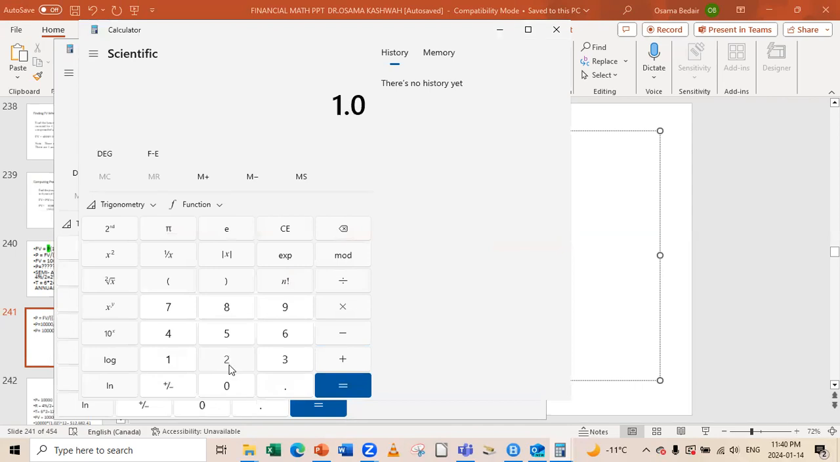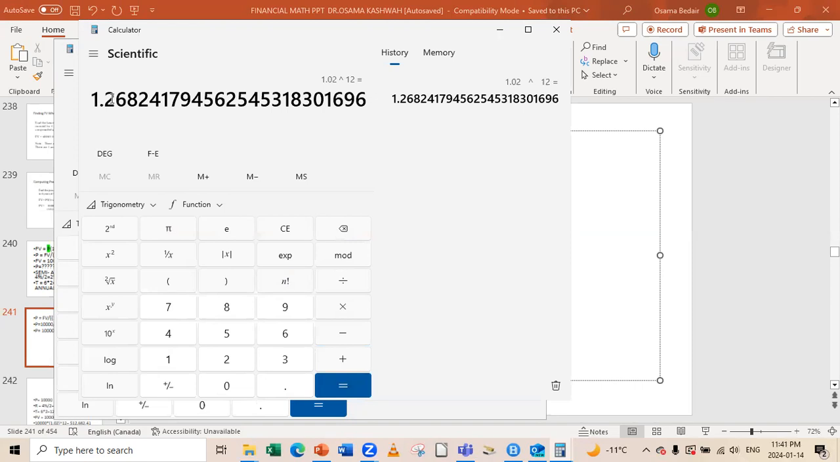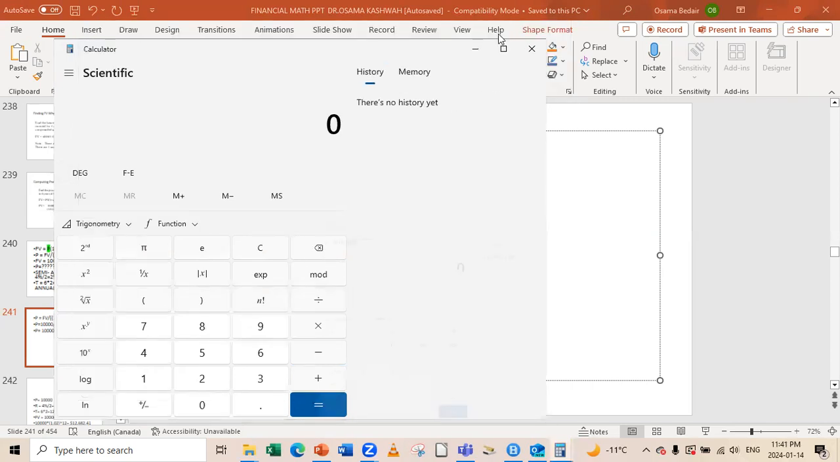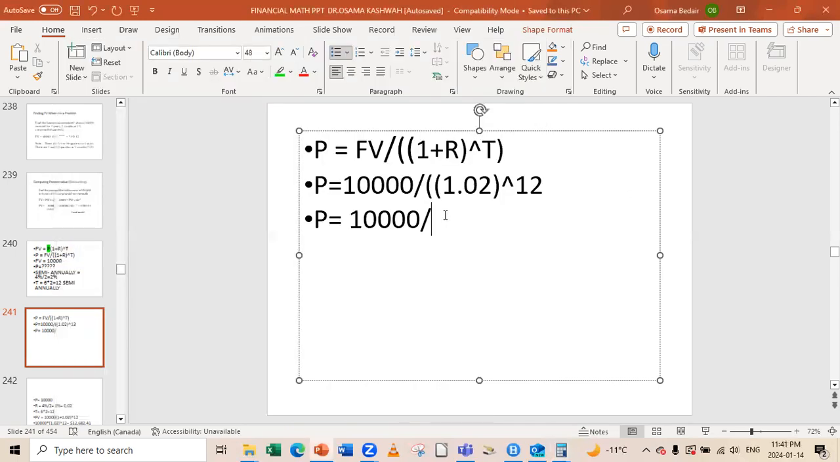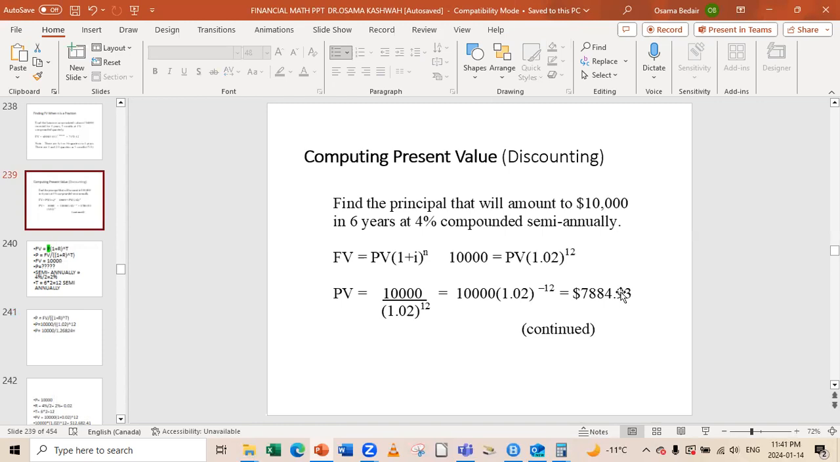Okay, we said 1.02, and this is x to the power y, 12. That will give you the number. So this is the number. I will take this number, not all of it. I will take like this, that's more than enough. Control and C. Then I will go down here right now, and I will divide this by this. I can do this right now. It will equal the amount which is here already, 788.